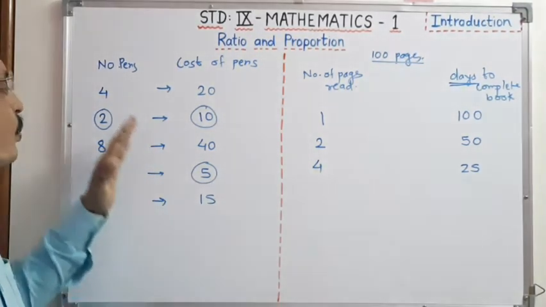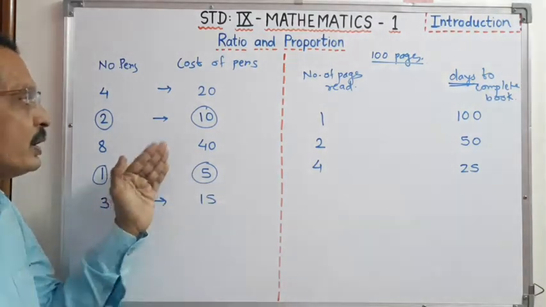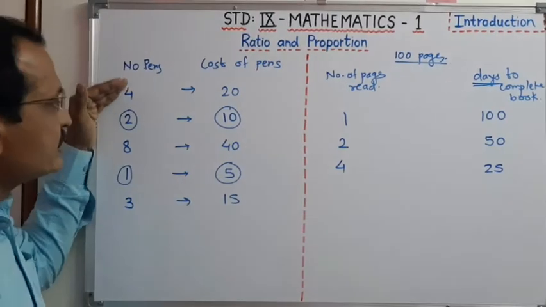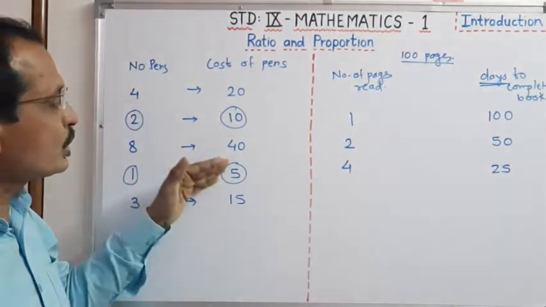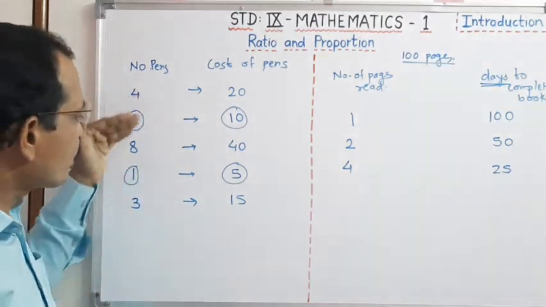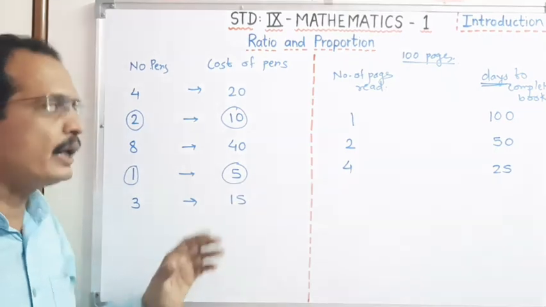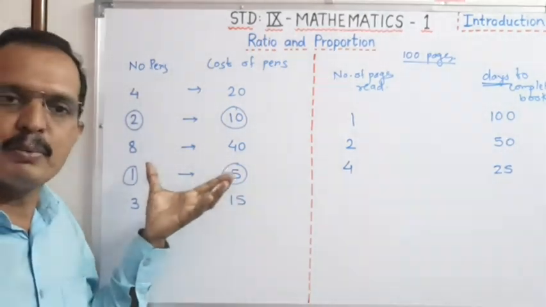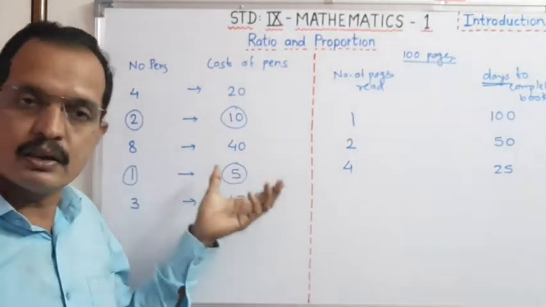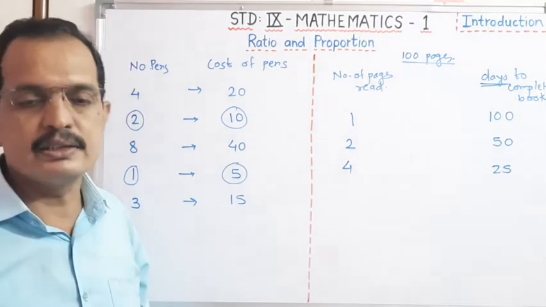That means one quantity is increasing, and depending on that, another quantity also increases. Here the number of pens is increasing, and the cost or the amount for the pens also increases. If the number of pens decreases, the cost of pens also decreases. That means these two quantities depend upon each other, but when one is increasing, the other is also increasing. One is decreasing and the other is also decreasing.